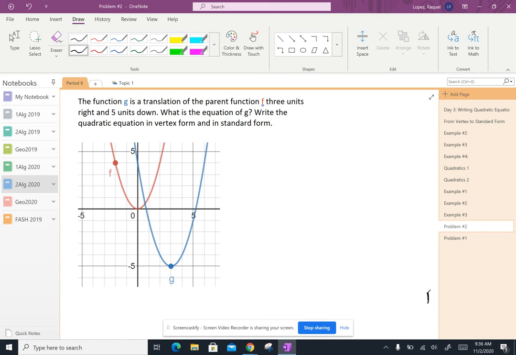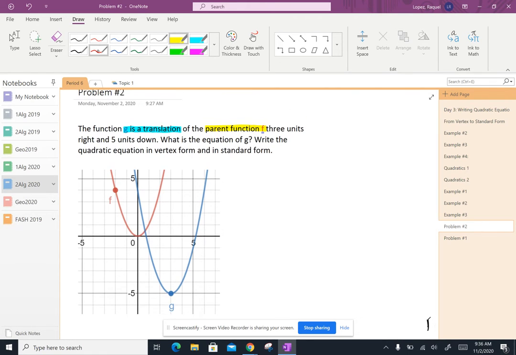So I'm just going to go ahead and highlight a couple key points of information. We know g is a translation of the parent function. The parent function f, I know, has the following key features. The parent function f has the equation f of x equals x squared with a vertex of 0, 0 and a stretch or an a value of 1.